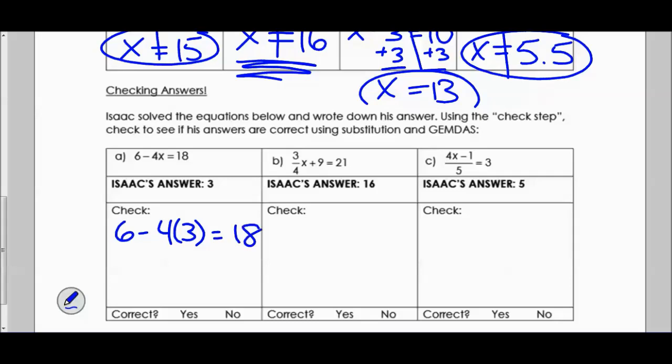We want to follow order of operations and see if we get 18. We're going to multiply first. We get 6 minus 12 equals 18. That's actually going to be a negative 6, so that does not equal 18. That is not a correct answer.